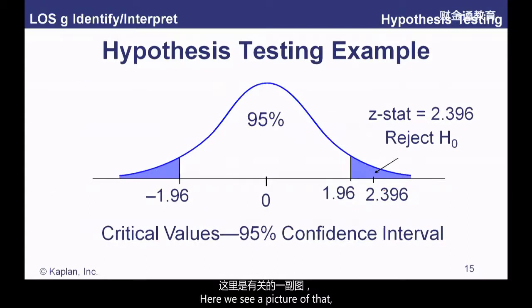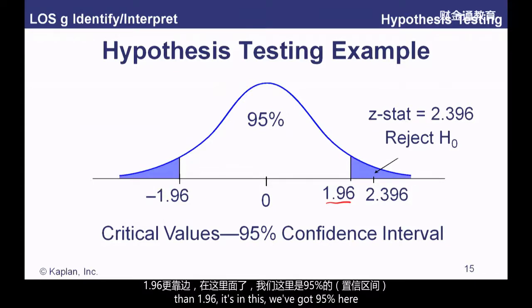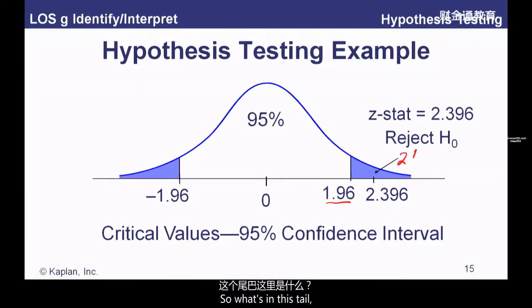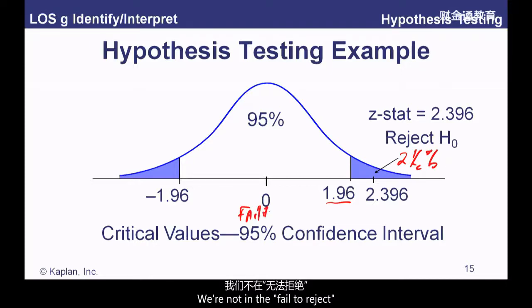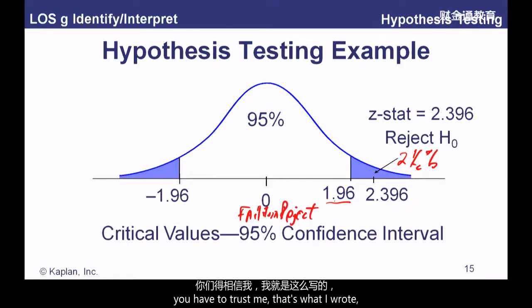Here we see a picture of that. We got our z statistic of 2.396. That is further out than 1.96. We got 95% here, so what's in this tail? This is a 2.5% tail, and we're well into that tail. We're not in the fail to reject range. You'll have to trust me, that's what I wrote. We're in the reject range.